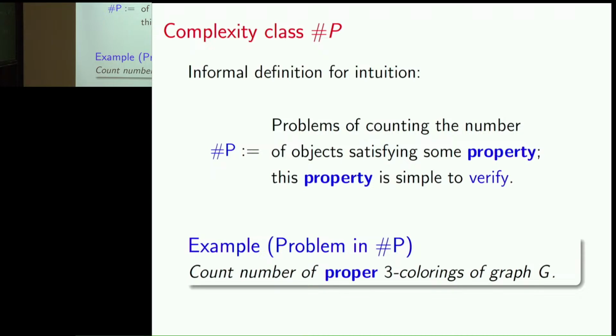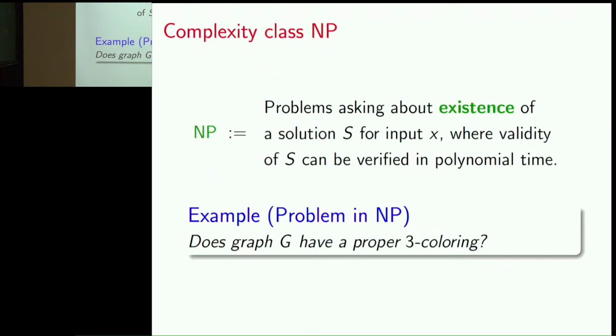So I like to think of sharp P as the class of problems of counting the number of objects that satisfy some property. And this property must be simple to verify, in a way more or less combinatorial. For example, here is a problem in sharp P where we are counting the number of proper colorings of a given graph. The object we are counting is colorings, and the simple property here is checking if the coloring is proper or not. Okay? So this is the informal definition. Here is the formal definition.